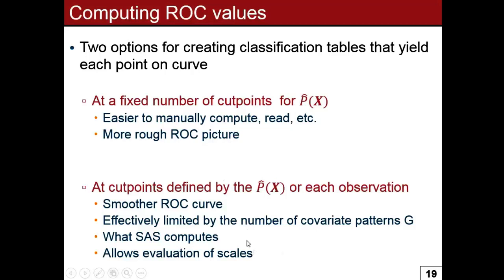You can make a curve that's as smooth as the number of covariate patterns in your data set. Okay, so this is the covariate patterns G. That's every unique intersection of covariate values observed by your people in your data set. You're only going to get as many probabilities out of your model as combinations of X's that you have available to put into it. Remember, this ROC curve is built from predictions on the people in your data set. So you can only make as many cut points as combinations of the X variables available.